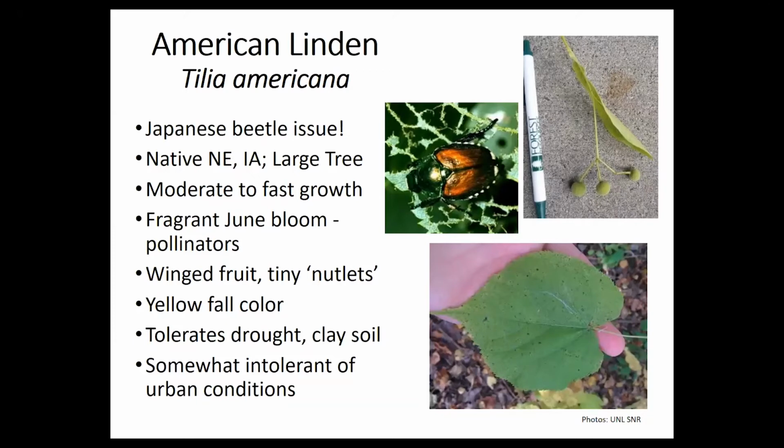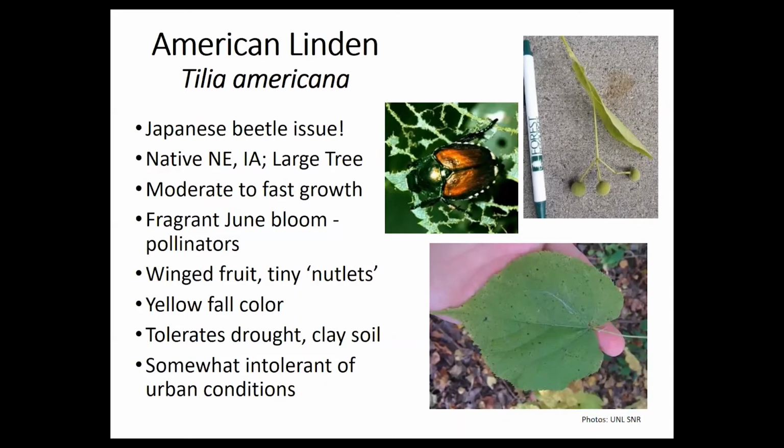Like all lindens, it has that moderate to fast growth rate. Awesome pollinator tree. They buzz in June when they're blooming. It does have that winged tiny nutlet. Some people don't like that fruit with the bract on it, but they mow up so easily. Pretty yellow fall color, tolerant of drought and clay soils.